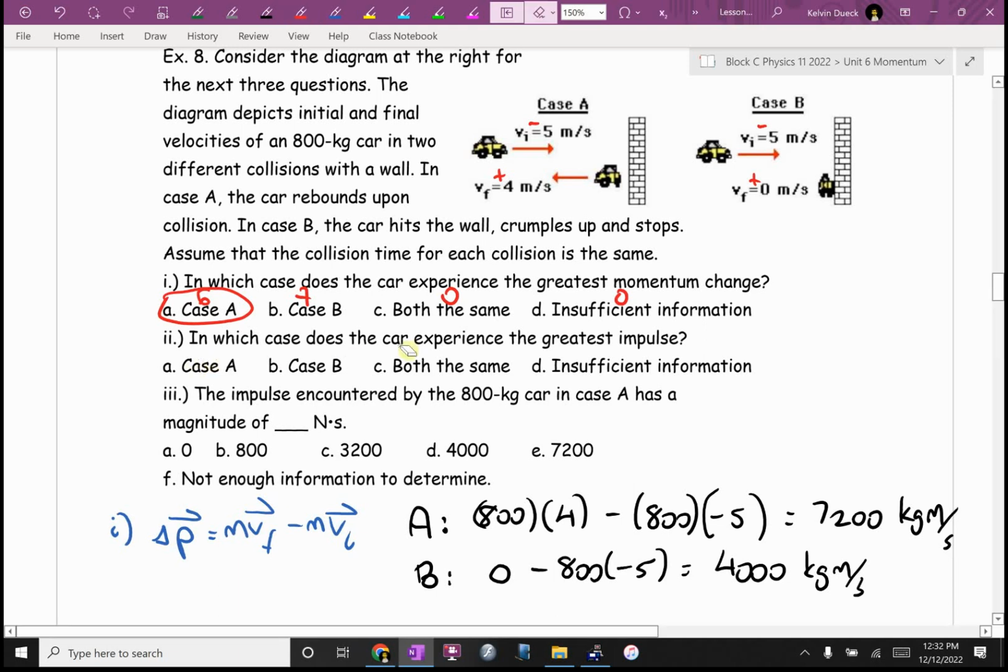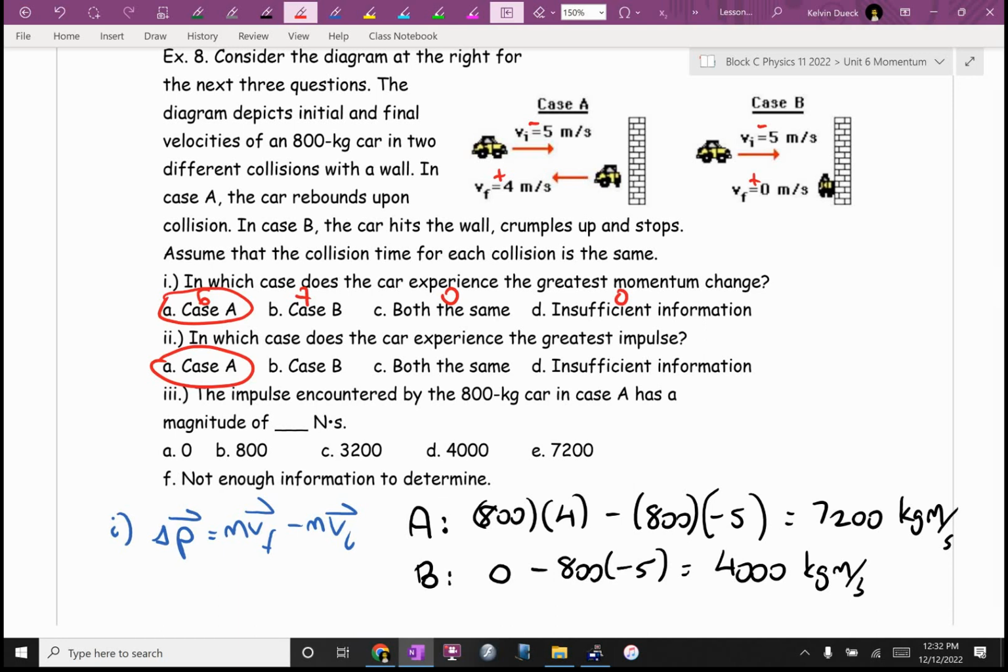Number 2, in which case does the car experience the greatest impulse? Peter. I'll give you a hint. It's a trick question. Why? Yes! Thank you, Peter. I knew I could count on you. I didn't think you would get that at all. I am so impressed. Well done. This is just me asking, have you clued in that impulse and change in momentum are the same? Even Peter got that. Yes.